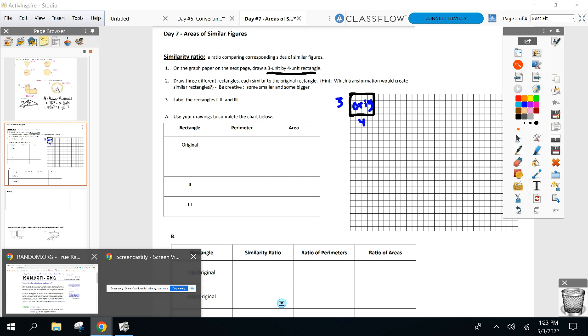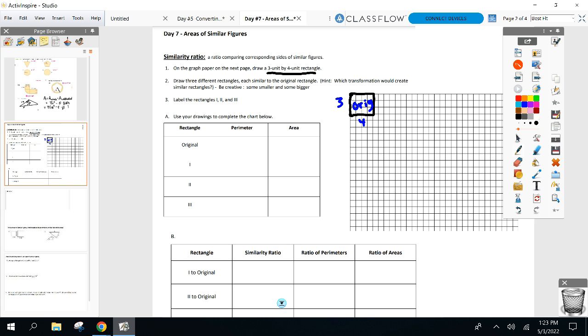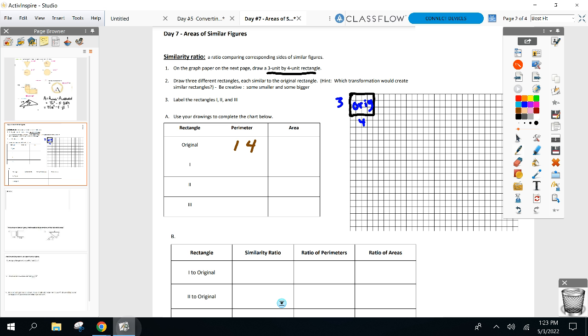Let's first start with perimeter. 22, perimeter. 14. I can't believe I'm calling on somebody for this, but area of that one, 6, 12. All right, good. Now as a class, we're going to make a decision. I hope we're going to make a decision.